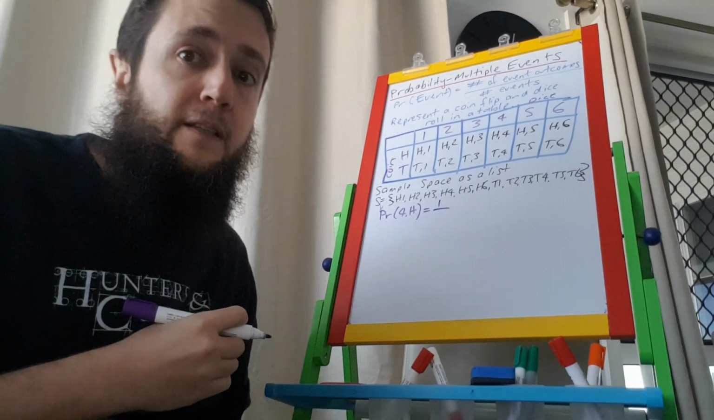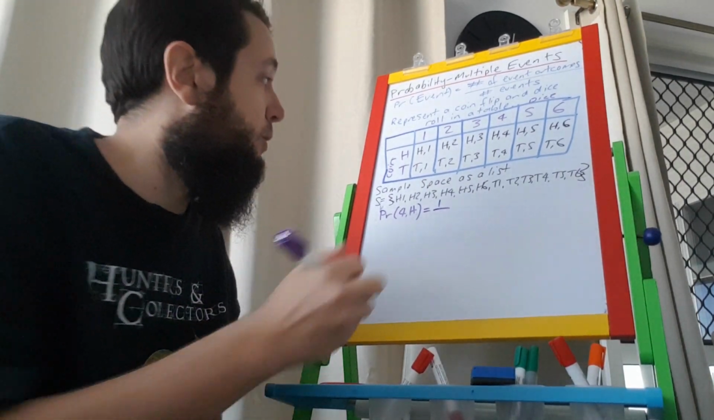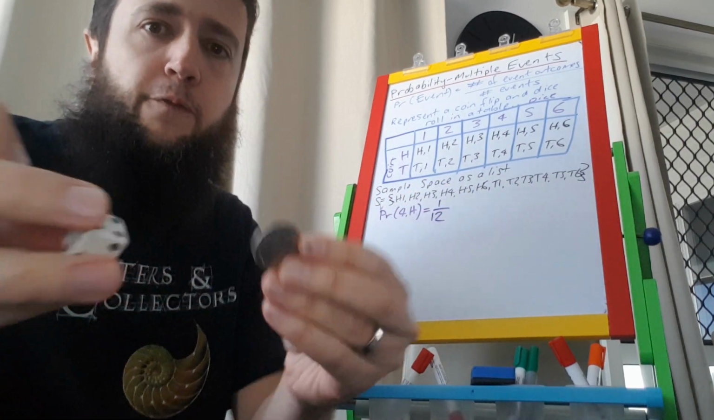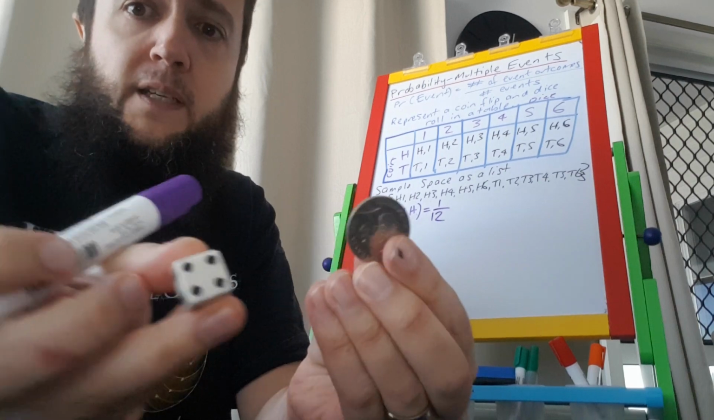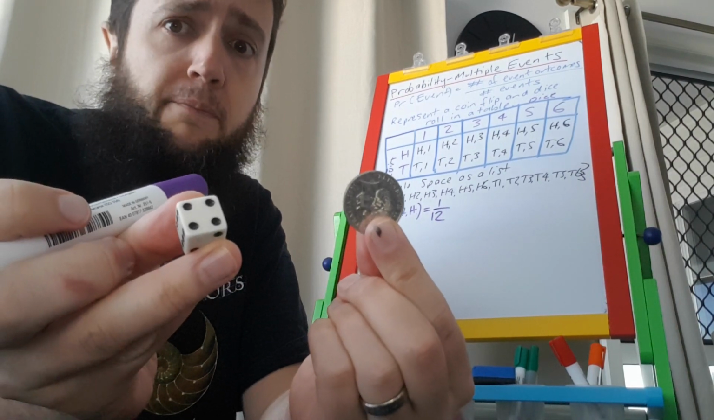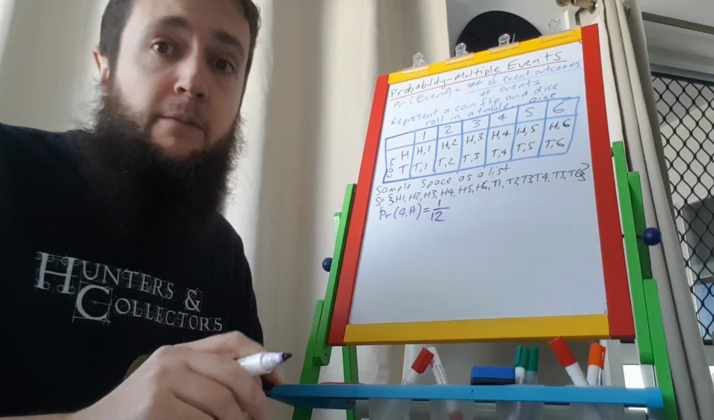I'm hoping you noticed by now there are 12 different outcomes, right? 2 times 6, it's going to be 12 outcomes. The probability of getting the 4 and the heads is 1 out of 12, right? 1 outcome out of 12 possible outcomes. That's a simple enough question, but we're going to make them get a bit weirder.